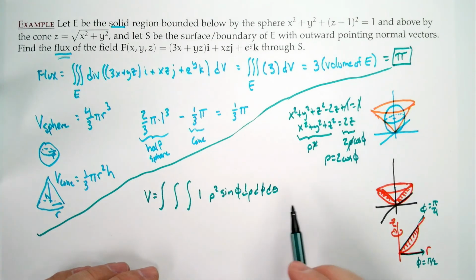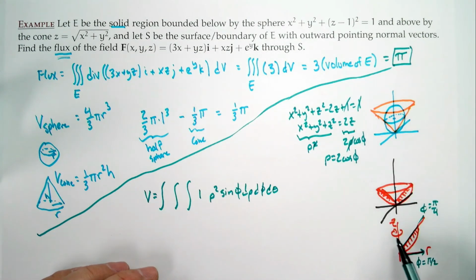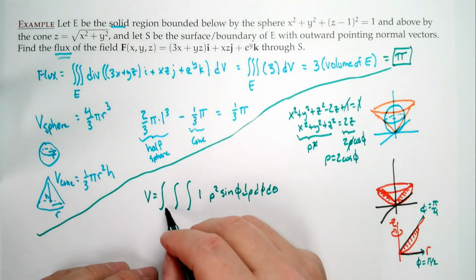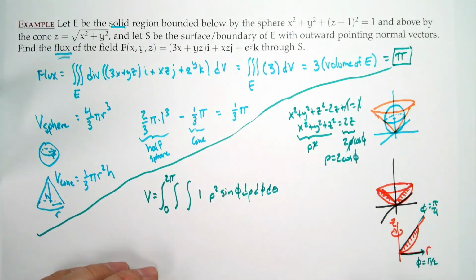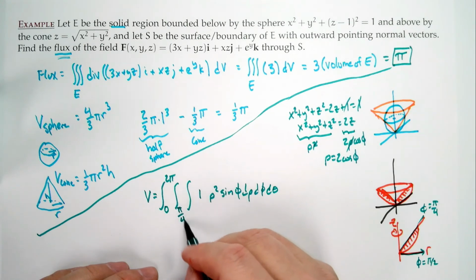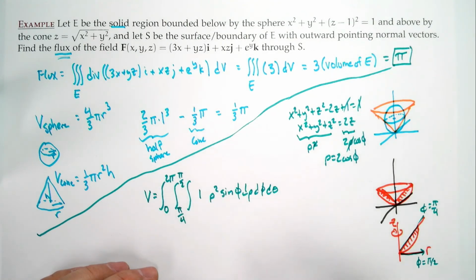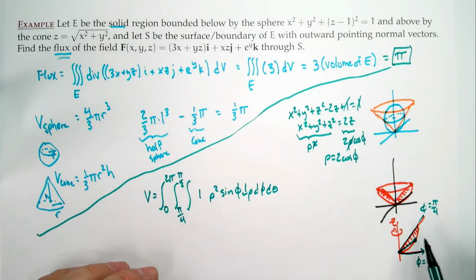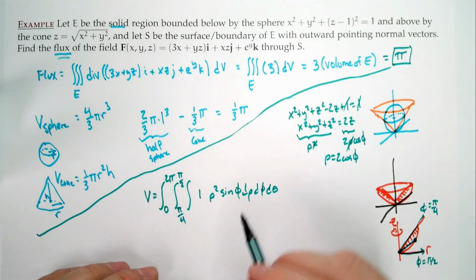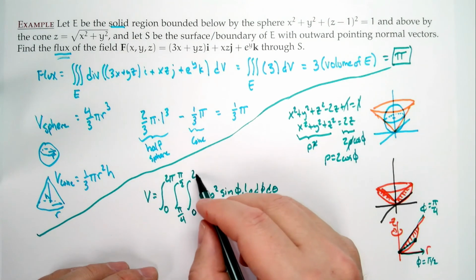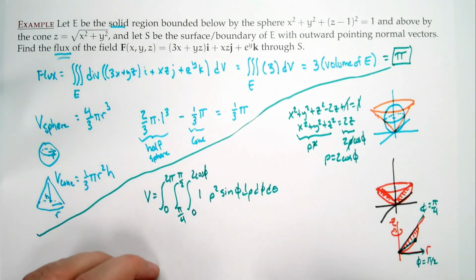There we go. Where does theta go between? Well, we're going full circle, around 0 to 2 pi. What about phi? Well, we already mentioned pi fourths to pi halves. So there's our range for phi. Now, what about rho? You come up from the center, and you go until you hit, in this case, the surface rho equals 2 cosine phi.